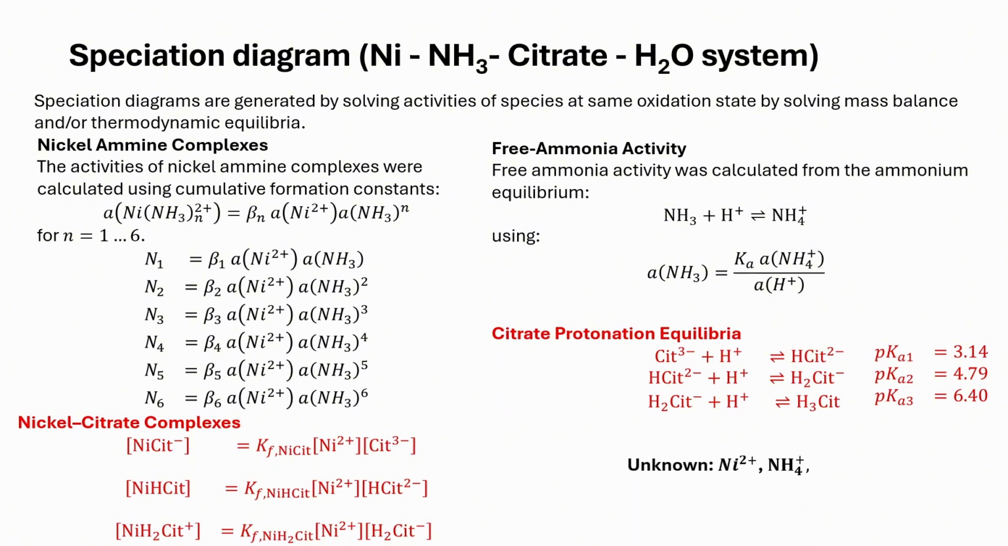Previously, when we added only ammonia in the system, our unknowns were the free nickel activity and the free ammonium activity. Now that we have added citrate, we introduce an additional unknown, the free citrate ion activity. Once the free citrate activity is known, all the citrate species, HCit2-, H2Cit- and H3Cit, can be calculated directly from the thermodynamic equilibrium expression for each protonation step.